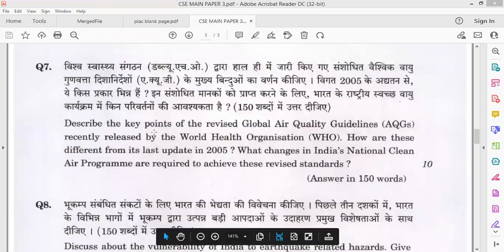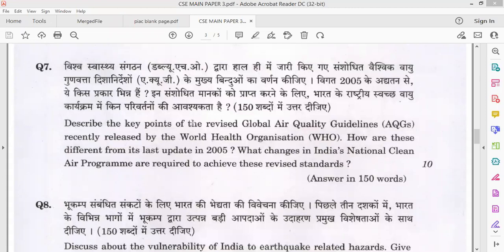Now see, this is another, describe the key quality of revised global air quality guidelines. The global air quality guidelines were revised, recently released by WHO. How are these different from the last update?